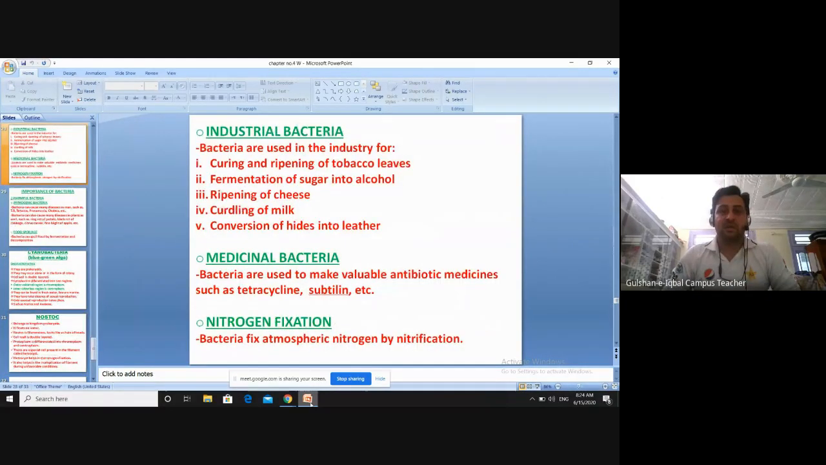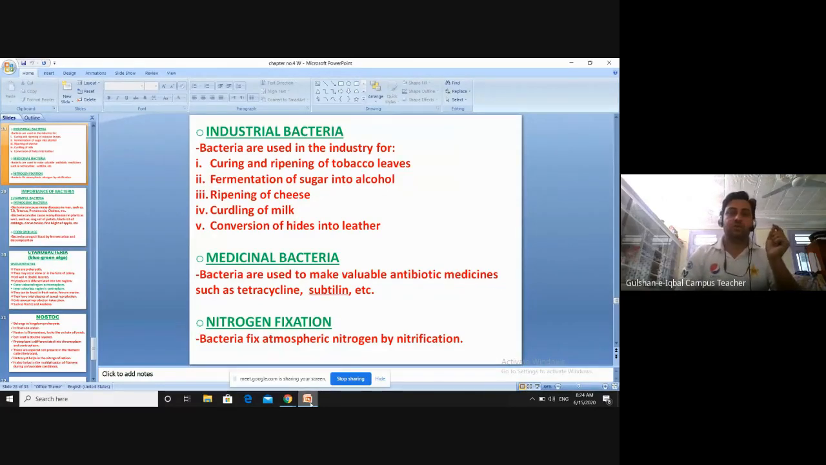Bacteria in industry. Industrial bacteria. Bacteria can be used in industry for different purposes. For example, the curing and ripening of tobacco leaves. The leaves of tobacco are ripened and cured, so bacteria is used for them in the industry. Then the fermentation of sugar into alcohol.